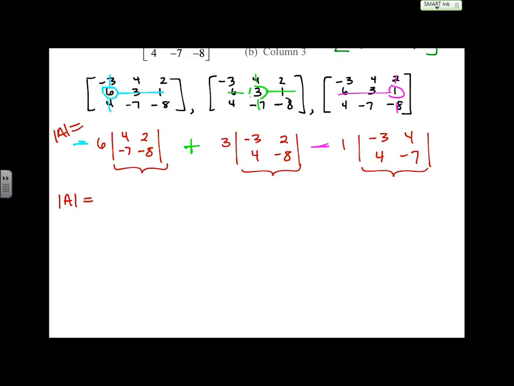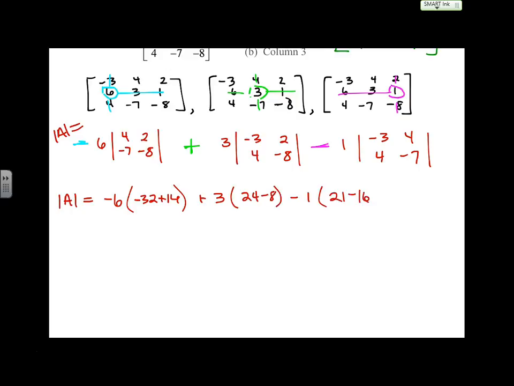But if they're 2 by 2s, it's just main minus opposite, right? The main is from left to right, upper to lower. Think the identity matrix is that main diagonal of ones. So, negative 6 times, I'm going to go pretty quick. Negative 32 minus negative 14 is negative 32 plus 14. Plus 3 times 24 minus 8. Minus 1 times 21 minus 16.